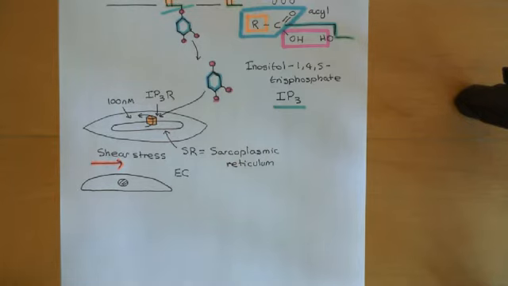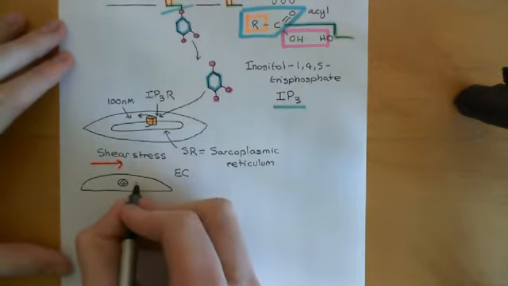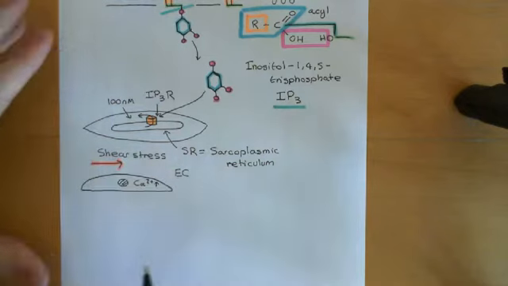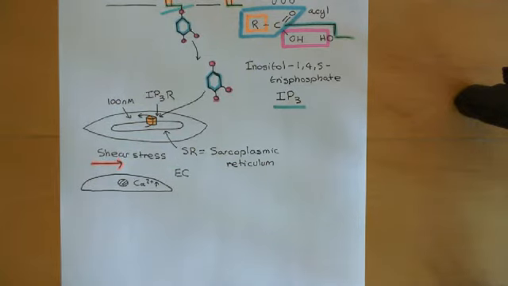Through mechanisms that are still not quite understood, this leads to rises in intracellular calcium within the endothelial cells. So it causes calcium signals within the endothelial cells, and these calcium signals, as we're going to see, are responsible for initiating all three of the different aspects of endothelium-dependent relaxation.